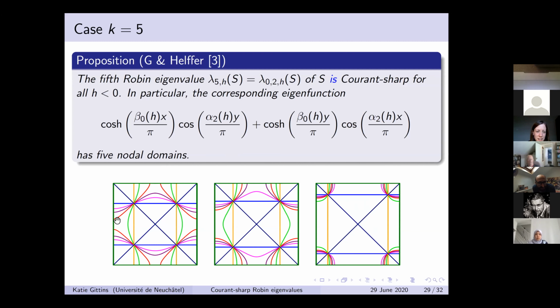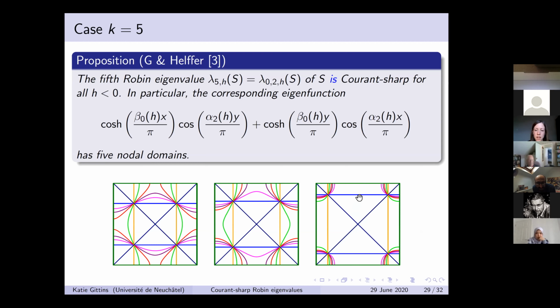What you can see is that there's one here with 5 nodal domains, but here there's actually the red one and the purple one that have 5, and then here there's a lot more options. So that is interesting. But I wanted to show you this because I think you can see from this what would be a strategy of the proof.